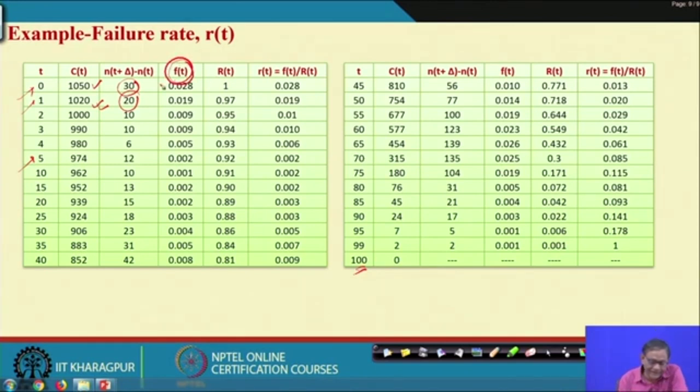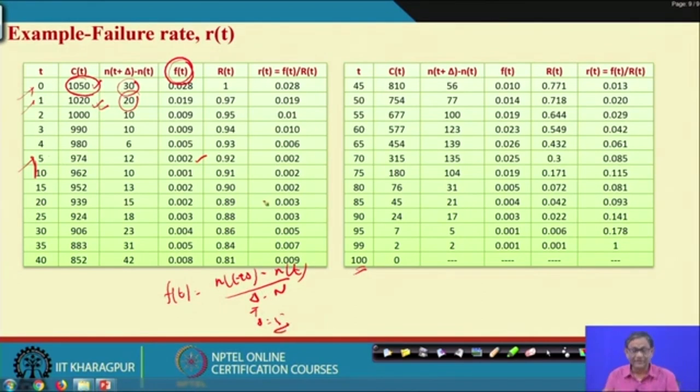If you consider delta equal to 1 all the time, then you take N(t plus delta) minus N(t), and divide it by the original number put under operation. This will work up to this point. After that, this minus this is a 5 unit difference, so delta has to be put. So f(t) here is N(t plus delta) minus N(t), by delta into N. This delta will be 1 for the first 5, after that delta will be 5. In this manner we have calculated.